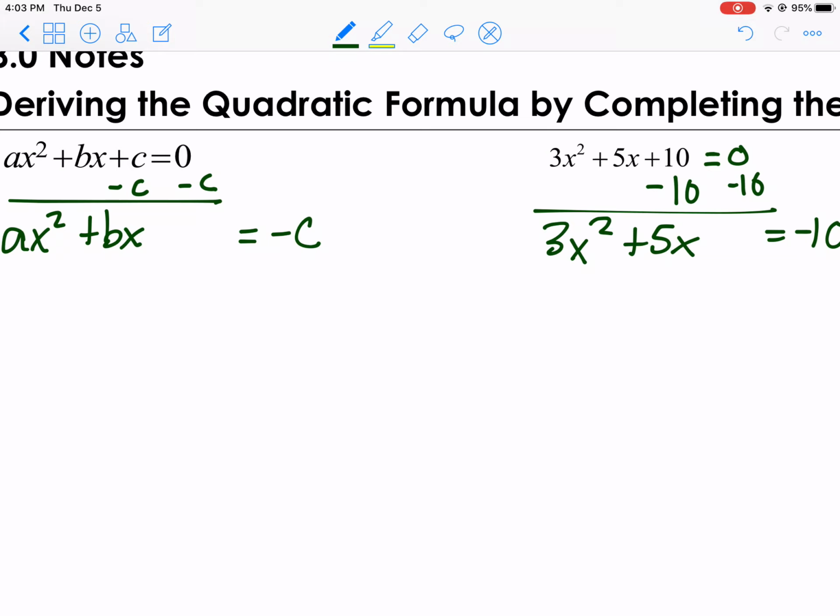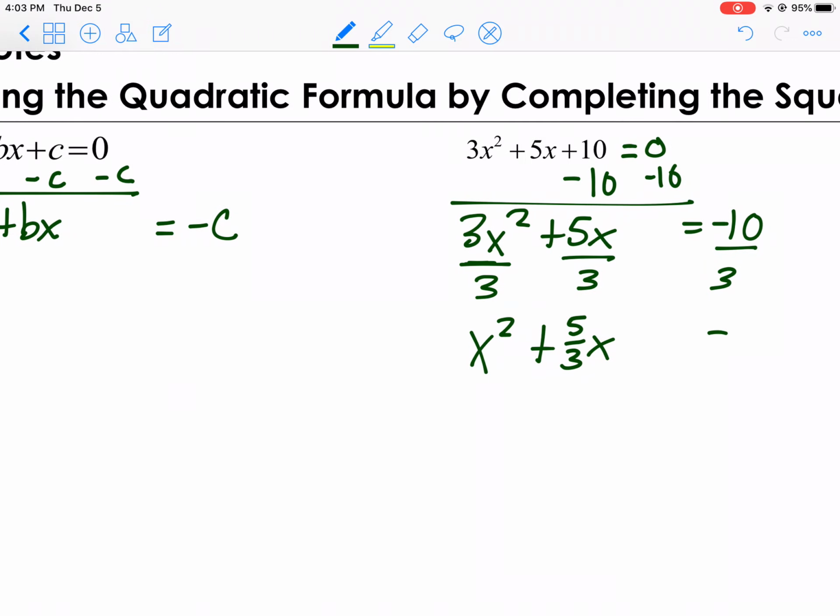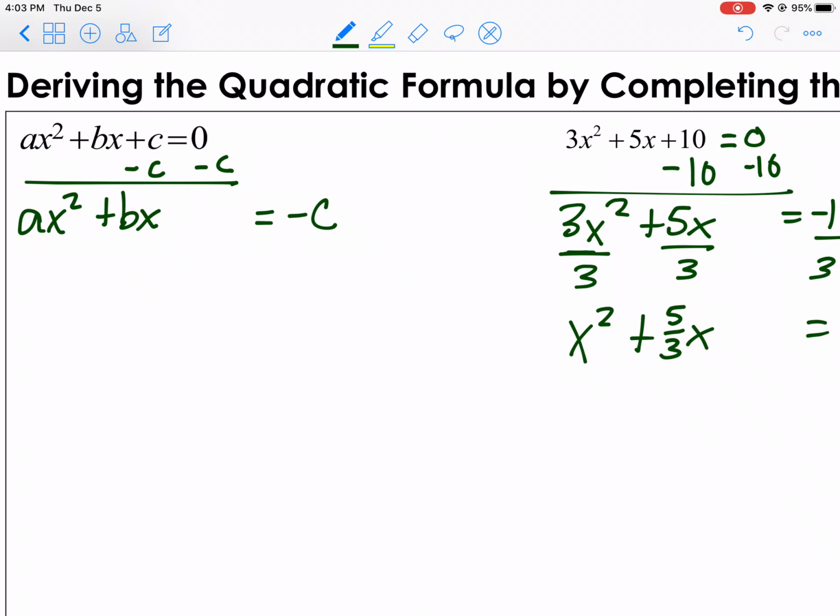Okay, moving back to the one with numbers. To complete the square, we want to have a equal 1, and right now it's 3. So I'm going to get rid of that 3 by dividing every single term by 3. So we'll have x squared plus 5/3 x equals negative 10/3. Okay, if we apply that to our equation with the letters, I'm going to divide every single term by a, so that we just have x squared plus b over a x equals negative c over a.